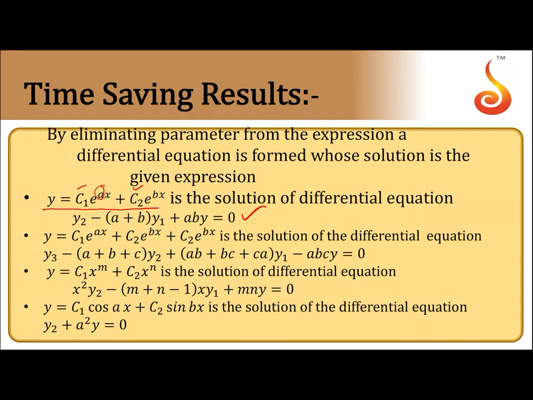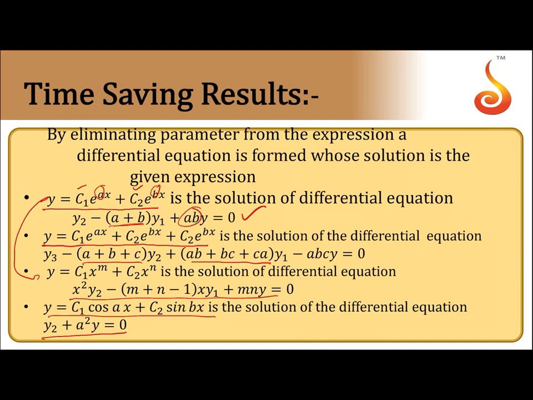That differential equation you can get directly this way: y2 - (a + b) y1 + ab y = 0, if a and b are the roots of a quadratic equation. The same way, this is an extension for three numbers: y3 - (a + b + c) y2 + (ab + bc + ca) y1 - abc y = 0. With the same model, when y = c1 x^m + c2 x^n, the differential equation can be written as x² y2 - (m + n - 1) x y1 + mn y = 0. And in the complex form, when y = c1 cos ax + c2 sin bx, the harmonic solution is the differential equation y2 + a² y = 0.